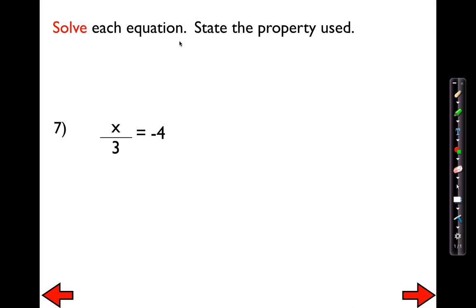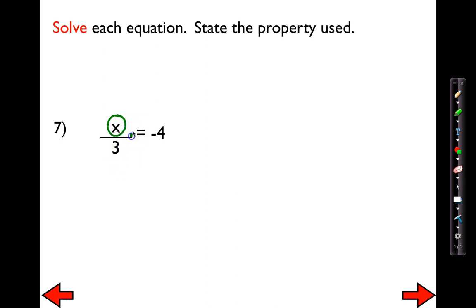Number 7. Go ahead and pause the video and try this one by yourself. So for number 7, you do want to isolate x. So you need to get rid of this divided by 3. Notice I did say x divided by 3. So why did I read it like that? Because I need to know what the opposite, aka the inverse, of dividing by 3 is, which is going to be to multiply by 3.